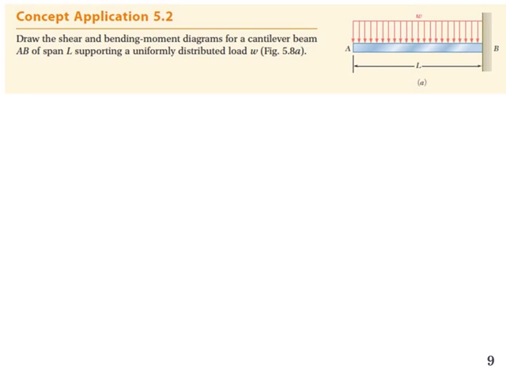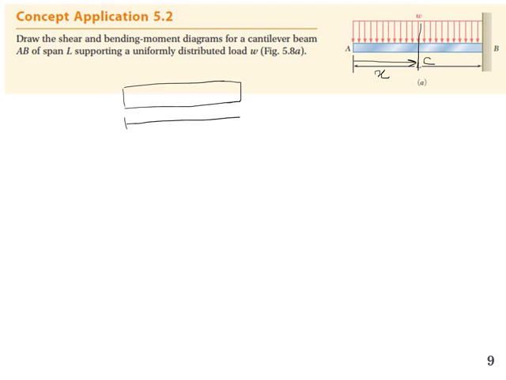Okay, now first, let's take a section between A and B. Let's take a section over here, and considering this section from A to over here, let me mark it at C, and that distance is X, and let's draw a free body diagram for that. We are interested in drawing the shear force and bending moment diagram for this section or this beam.